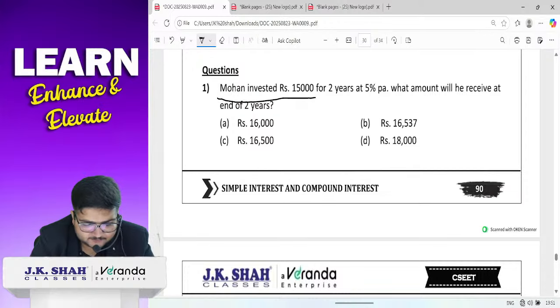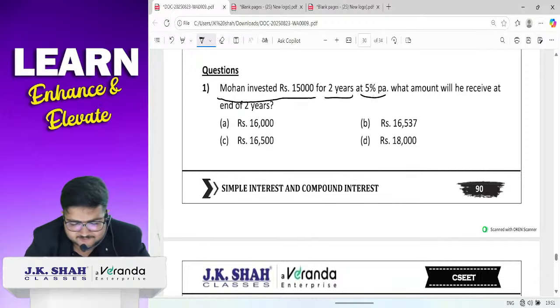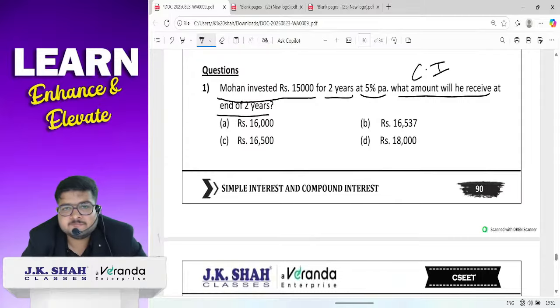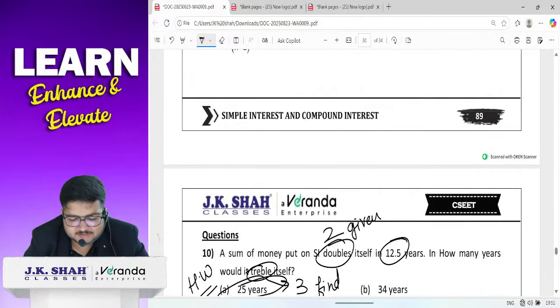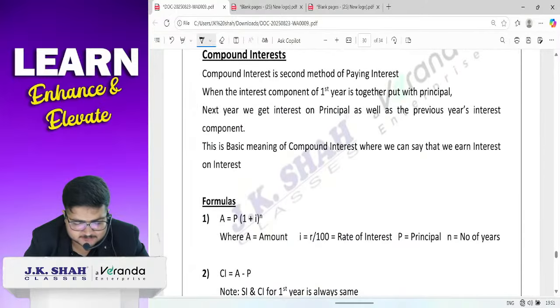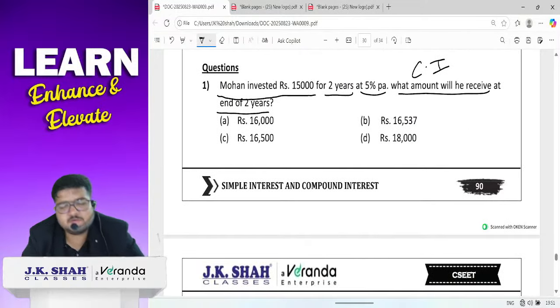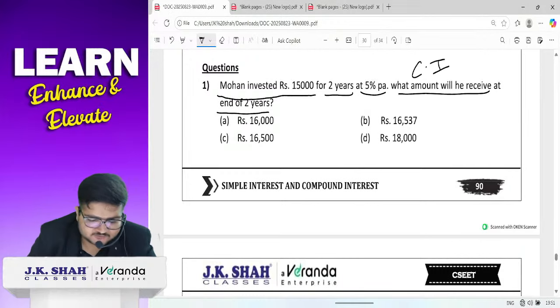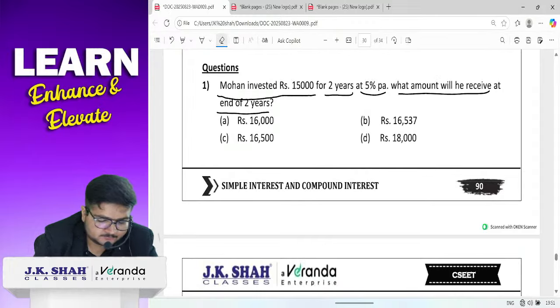Mohan invested 15,000 for 2 years at 5% per annum. What amount will he receive at the end of 2 years? Sir, compound interest is not mentioned. If they want to ask a question of simple interest, it will always be mentioned that you have to solve by simple interest. If there is no mention, you always have to solve the question by compound interest. Mark my words.